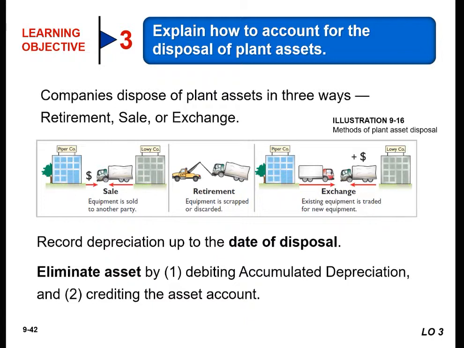Recall that book value is the difference between the cost of the plant asset and the accumulated depreciation to date. If disposal occurs at any time during the year, the depreciation for the fraction of the year to the date of the disposal must be recorded. Book value is eliminated by reducing or debiting accumulated depreciation for the total depreciation associated with the asset to the date of the disposal, and reducing the asset account for the cost of the asset.